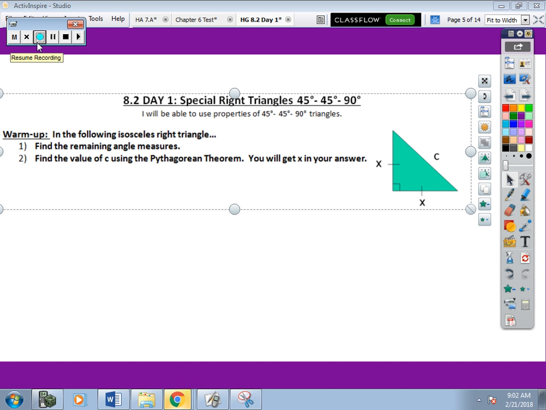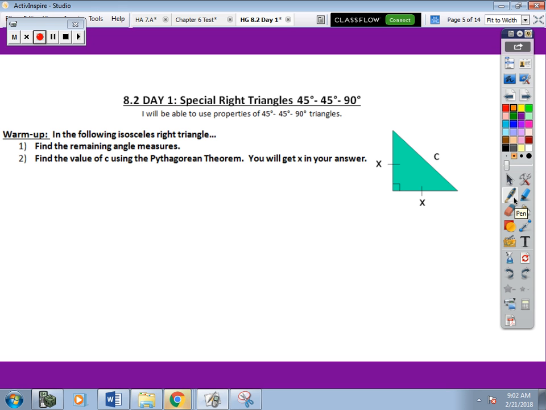We know it's an isosceles triangle. We know that it has two congruent sides and two congruent angles. What would each of those have to be? Brett? They have to be 45. Good. Triangle sum. 180 minus 90 is 90. 90 divided evenly in half gets us that each of these is 45. So this is the type of triangle we're looking at today, the 45, 45, 90 right triangle.